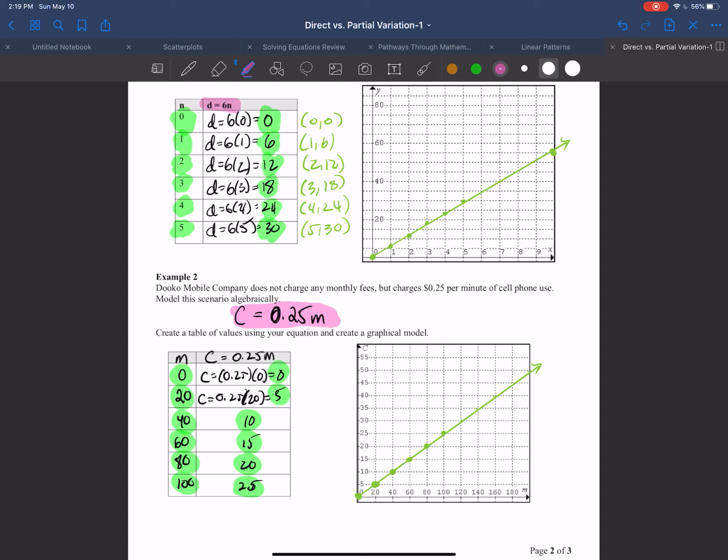If I look at the coordinates in the table of values, I have 0, 0. That's the same. If your table of values has 0, 0 in it, it doesn't have to be at the beginning. It can be anywhere in between. If it has 0, 0, that means it's direct variation. And the easiest way is to look at the graph. If it goes through 0, 0, the origin, that means it's direct variation.